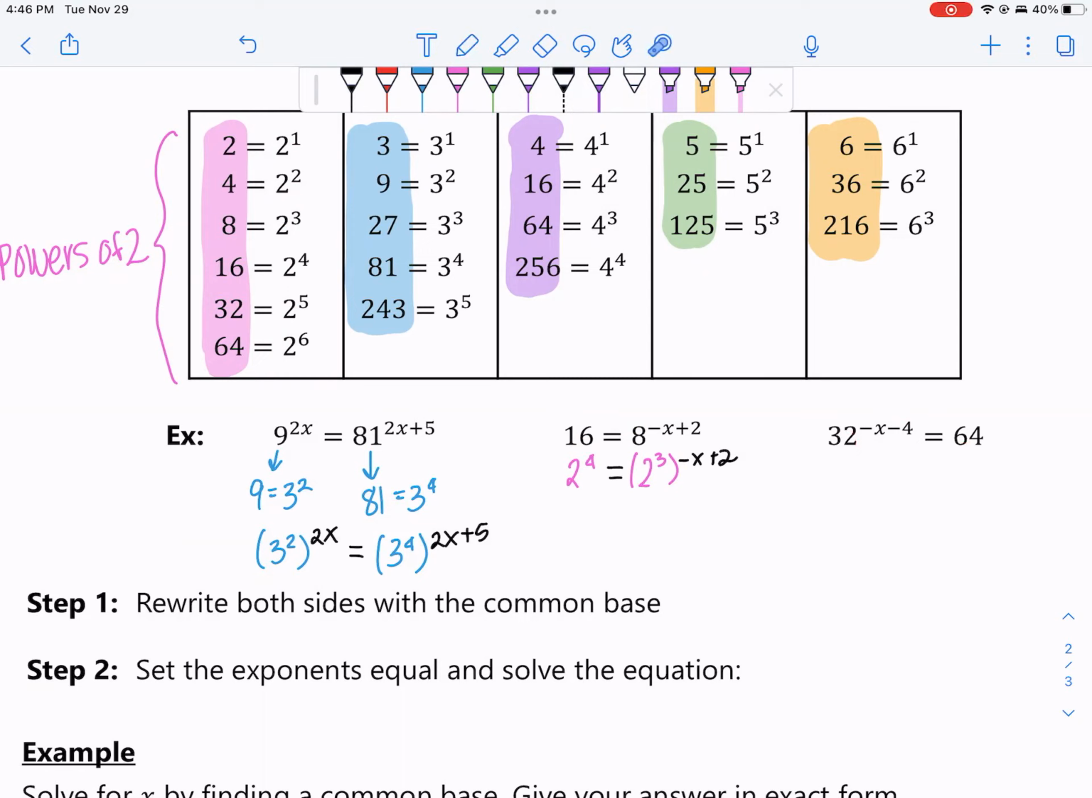Here, 32 and 64, it helps to have this reference sheet, right? Because I can look through here. 32 and 64, those are also both powers of 2. 32 is 2 to the 5th, so I could have 2 to the 5th raised to the negative x minus 4. Right? 32 raised to the negative x minus 4. 64 is 2 to the 6th. It is equal to 2 to the 6th.